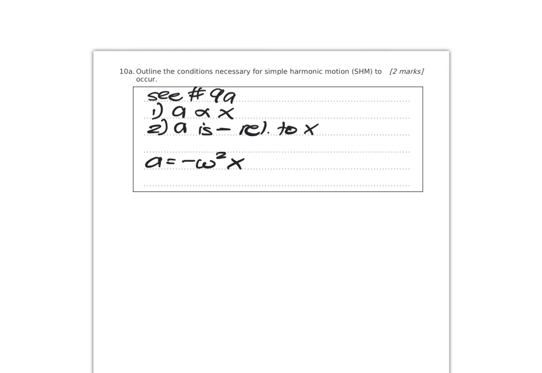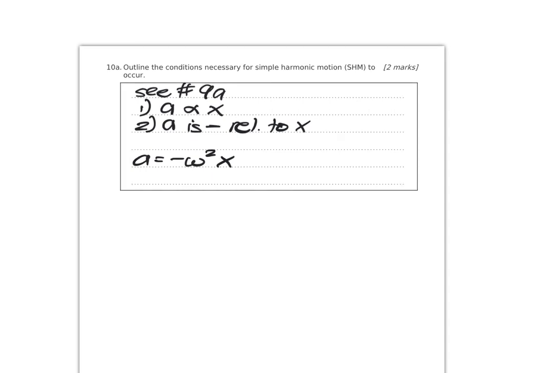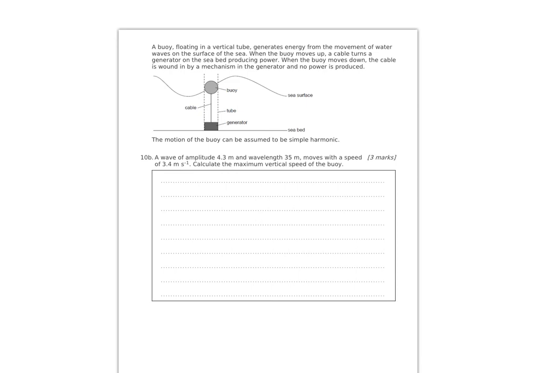If you want something prettier, see 9A, because it's literally the same question. And you could say, if this was a graded assignment, why am I giving you the same exact question? That's a good question. I don't know, call it a freebie. And then you could say, well, what if I didn't know what 9A was? I'm sorry, if we're talking simple harmonic motion, you should absolutely know the two conditions that define simple harmonic motion. That's like step 1. And also with number 10, we have 10B.